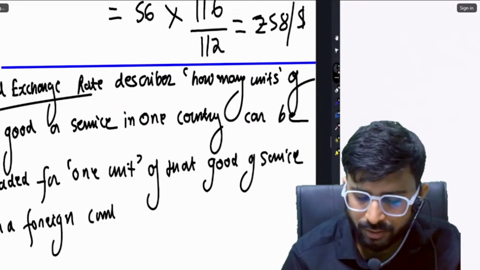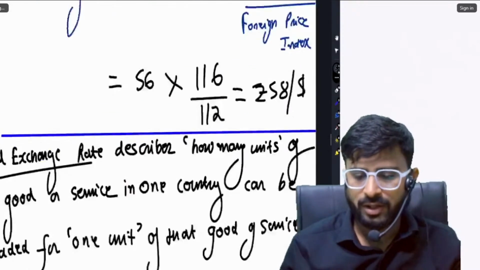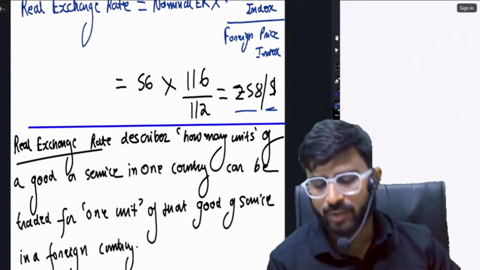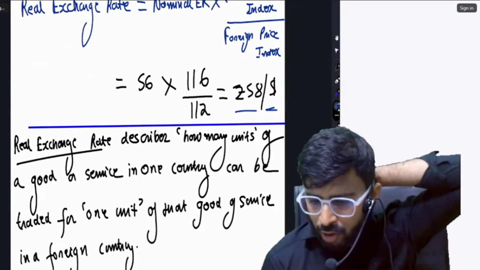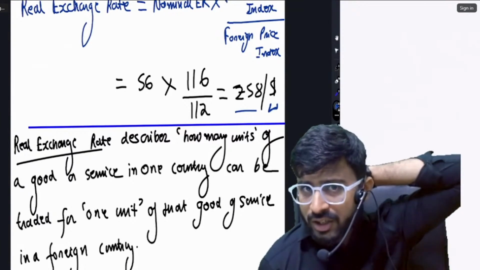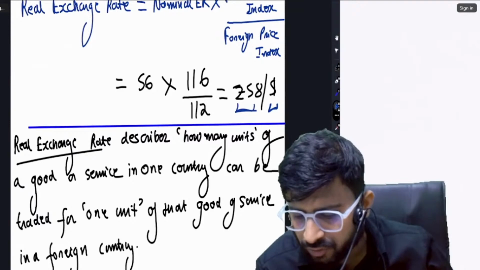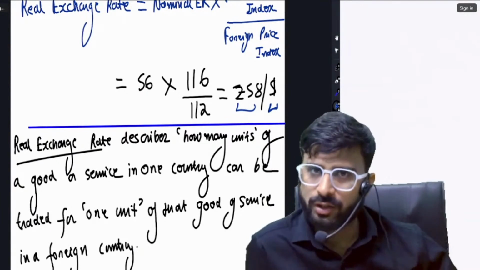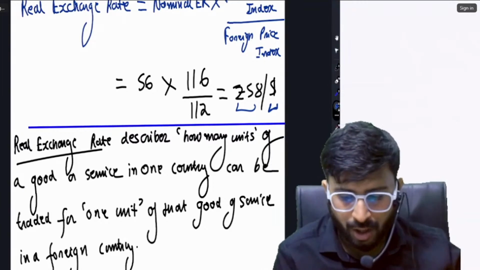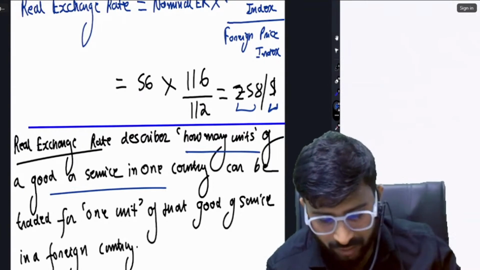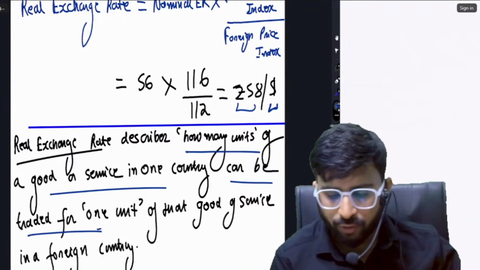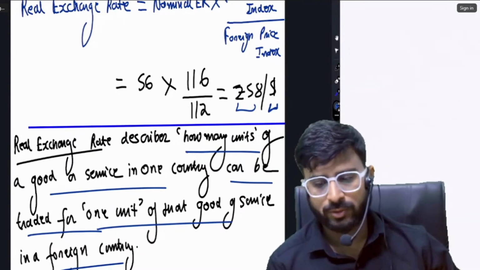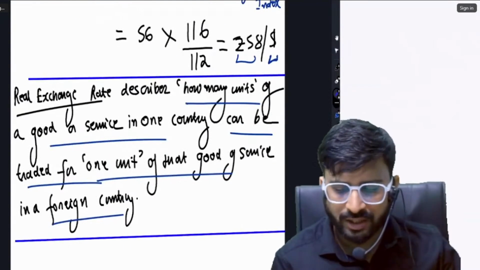Sir, what does it mean? It means, simply speaking, when we write rupees 58 per dollar, if something costs $1 in America, it would cost 58 rupees in India. That's what they are trying to say. Real exchange rate: how many units of a good or a service in one country can be traded for 1 unit of that good or service in a foreign country? Understood? This is what real exchange rate is.